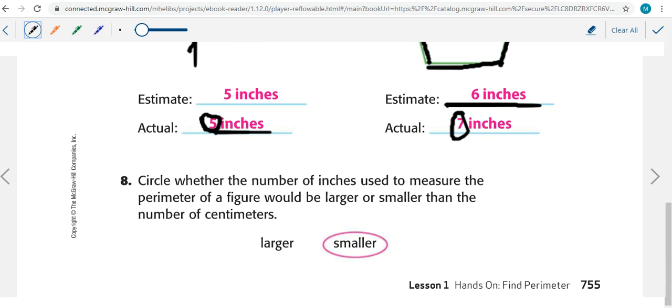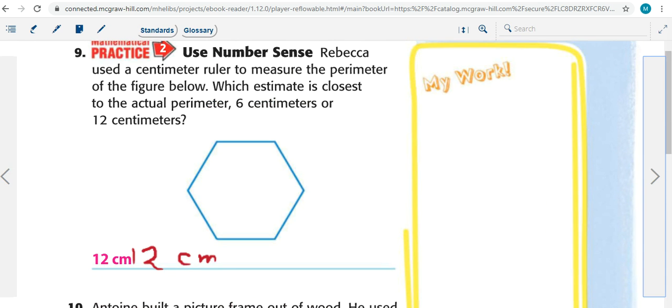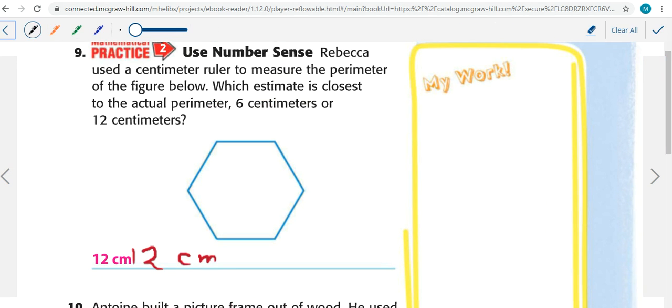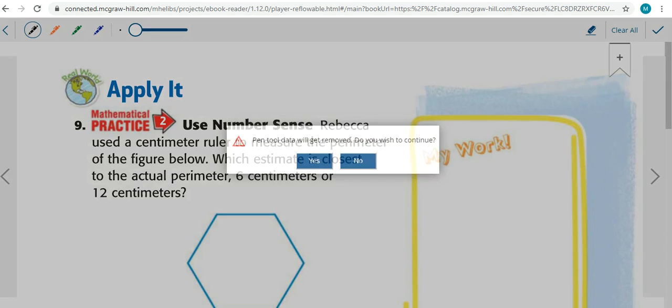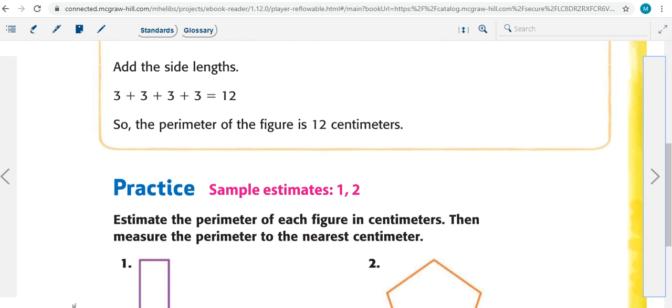Now, circle whether the number of inches used to measure the perimeter of a figure will be larger or smaller than the number of centimeters. Remember that inches are larger than centimeters, so the number is going to be smaller, okay? Turn your pages, please. Now, problem solving, we are not going to do it, so please turn your pages on my homework, okay?